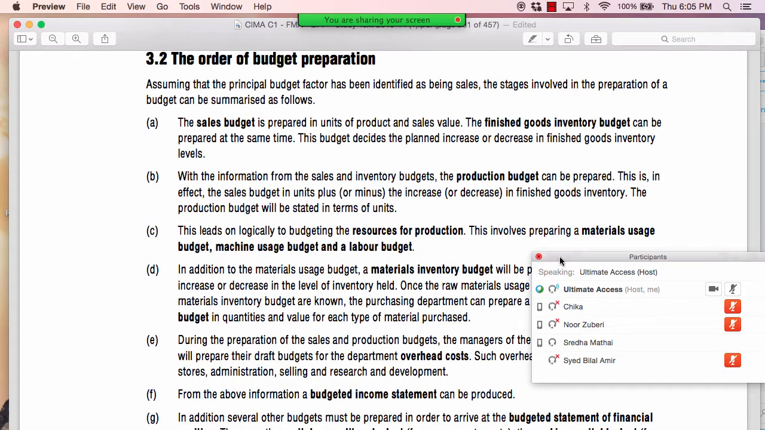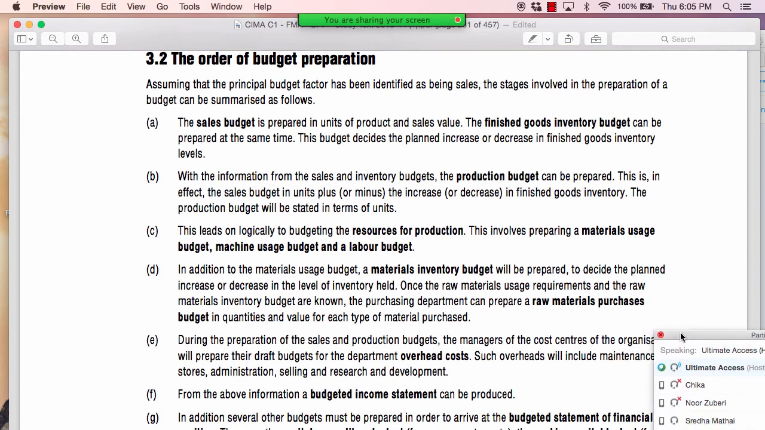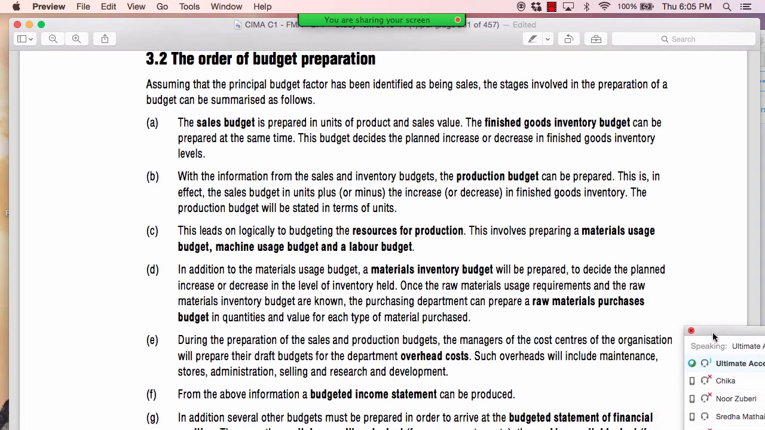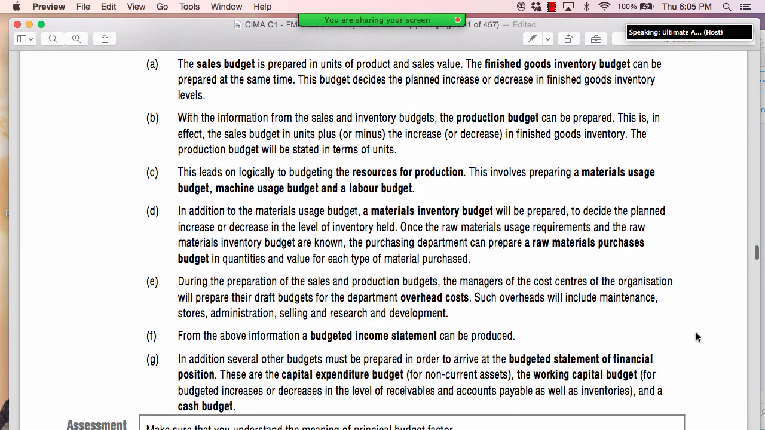So now if you look at it, it makes sense, right? Now look at the order of budget preparation. You look at the sales budget, production budget, material usage. So you can see in this case they're looking at a manufacturing situation, right? Now, is this clear for you guys? Anyone who is not clear, I can explain it again.